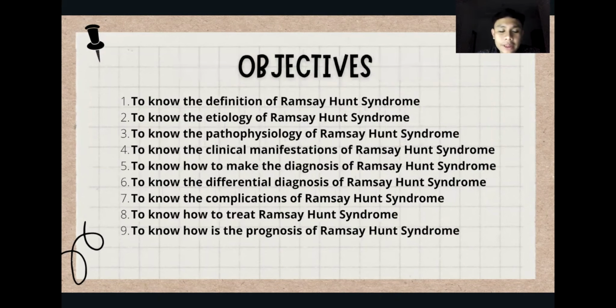The objectives of this student project are to know the definition, etiology, pathophysiology, clinical manifestations, how to make the diagnosis, the differential diagnosis, the complications, how to treat, and how is the prognosis of Ramsay Hunt syndrome.